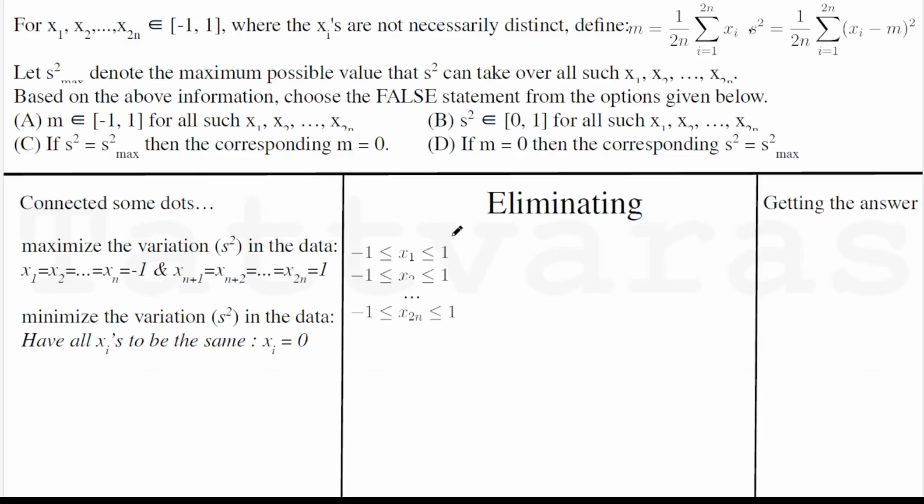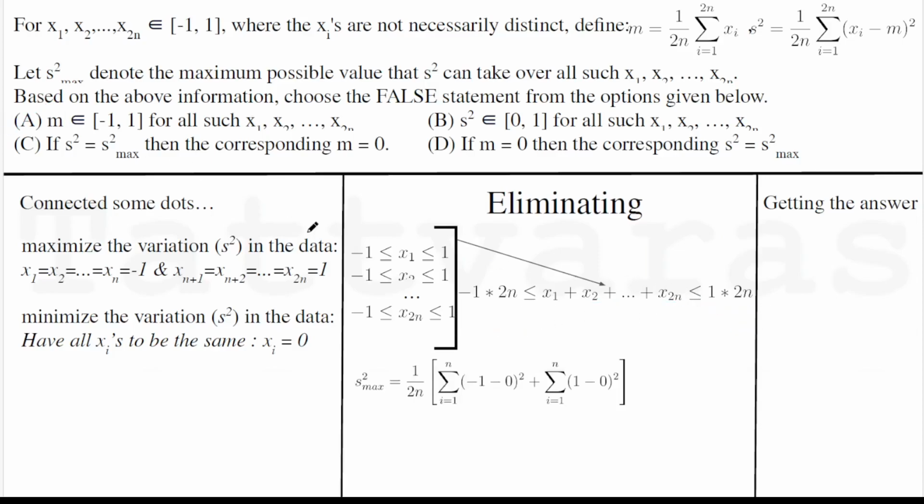Now let's eliminate some options, since we have connected some dots. We know that all of these values are bounded like this. So if we take the sum of all of them, even that would be bounded by -2n and 2n. And then you see where this is going. If you take the average, which is the mean, you get something which is between -1 and 1. Pretty standard. So this is correct. And hence this option is wrong as the false statement, because this is correct. So this cannot be the answer for the question.